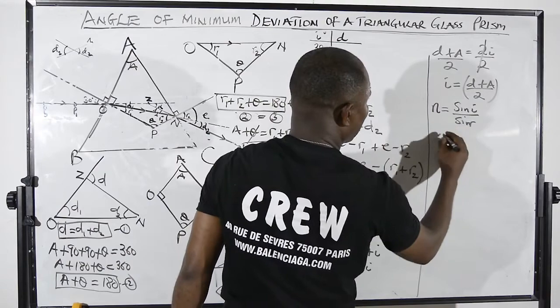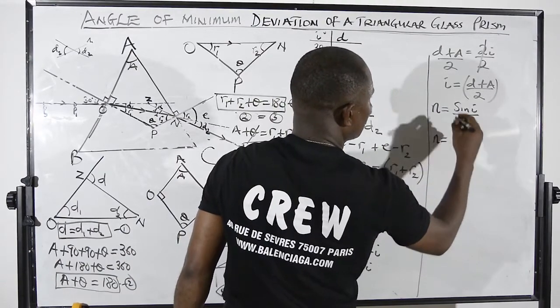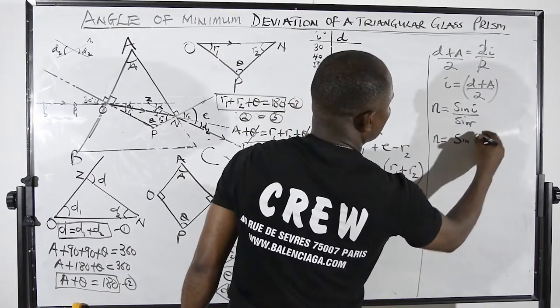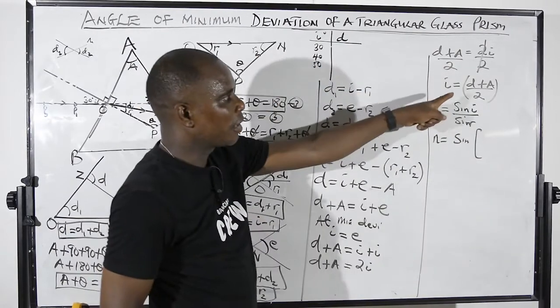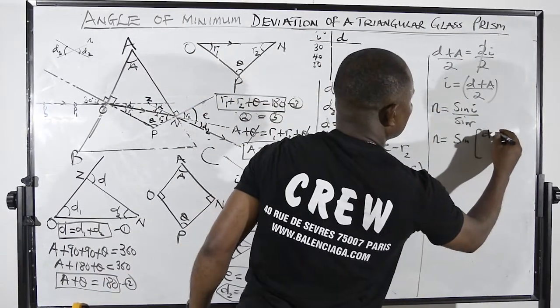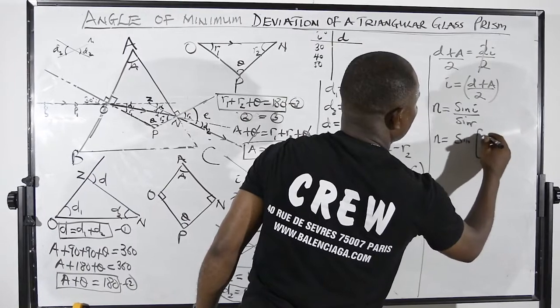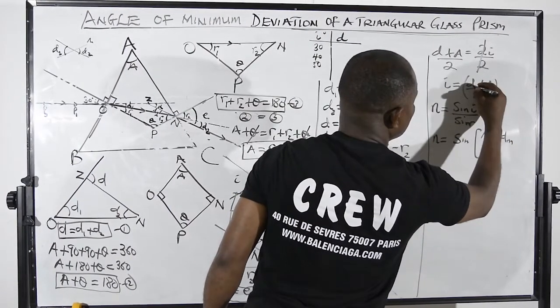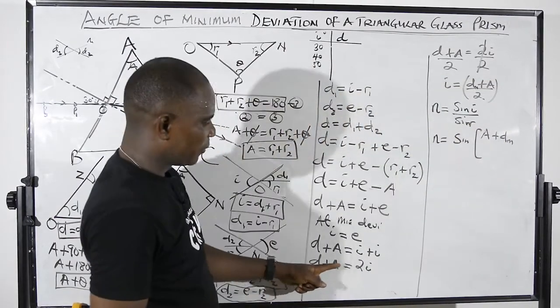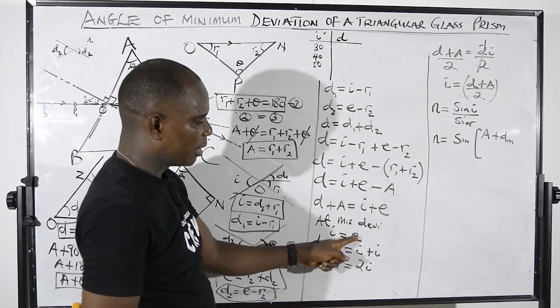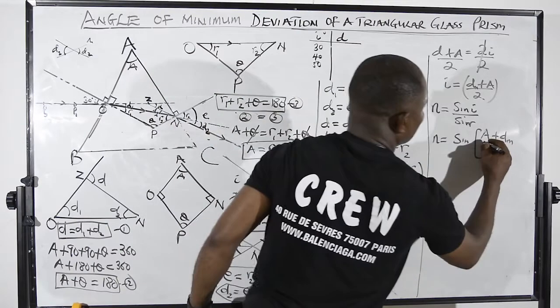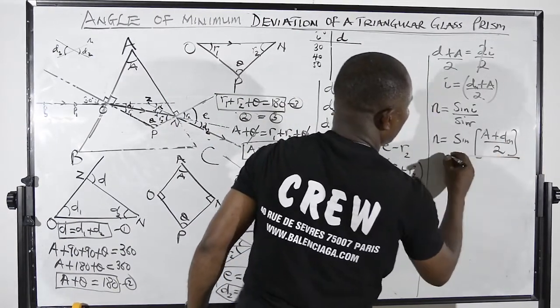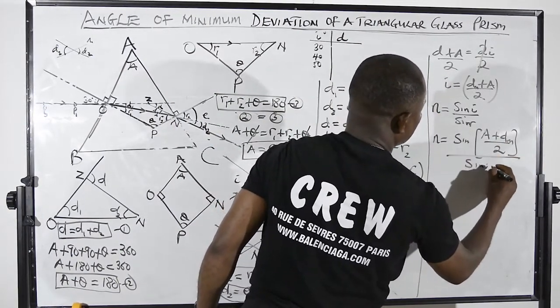So what is the I? N is equal to sine of I, and since I found that it's going to be (A plus D) over 2, that's at minimum deviation. It is only at minimum deviation that the incident angle equals the emergent angle. So I differentiate that, and I come with sine R.